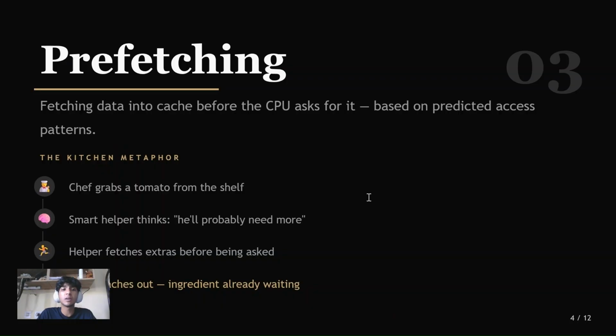So how does prefetching play a role in this? A prefetch helps fetch data into the cache even before the CPU asks for it. It does this using predicted access patterns, and in restaurant terms, the helper figures out which ingredients the chef uses the most and puts it in the mini fridge.